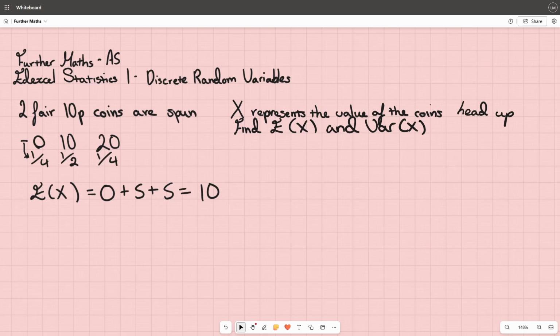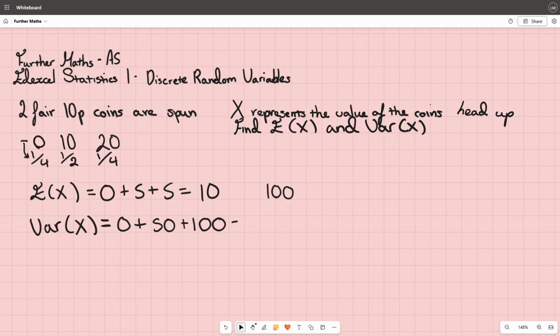Now we need to do the variance, which is equal to the mean of the squares minus the square of the mean. We already have the expected value of X, so we need to square that, so that's 100. Now we need to do the mean of the squares, so we do x squared times the probability of x. So 0 doesn't matter, so we have 0 plus half of 100, which is 50, plus a quarter of 400, which is 100.